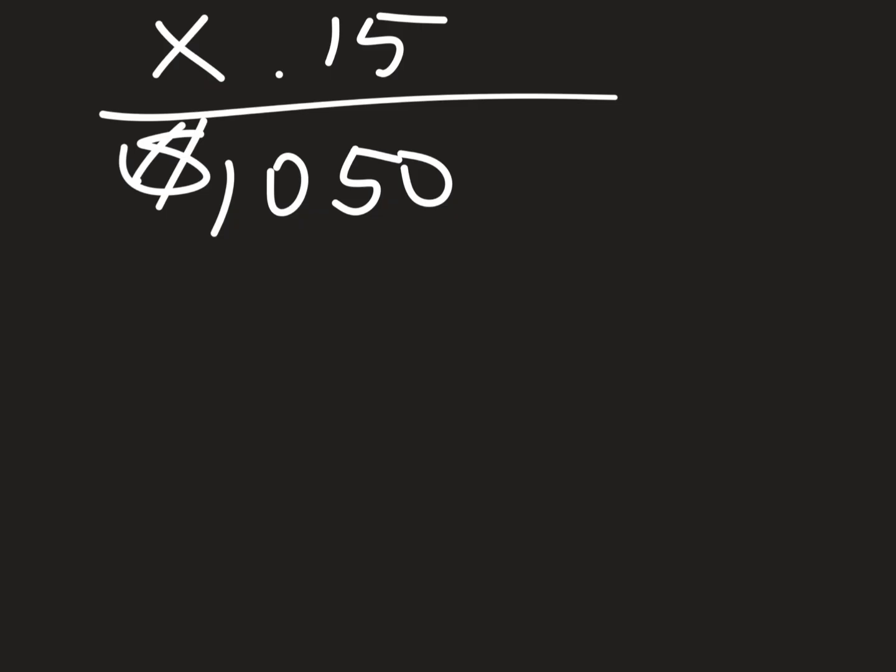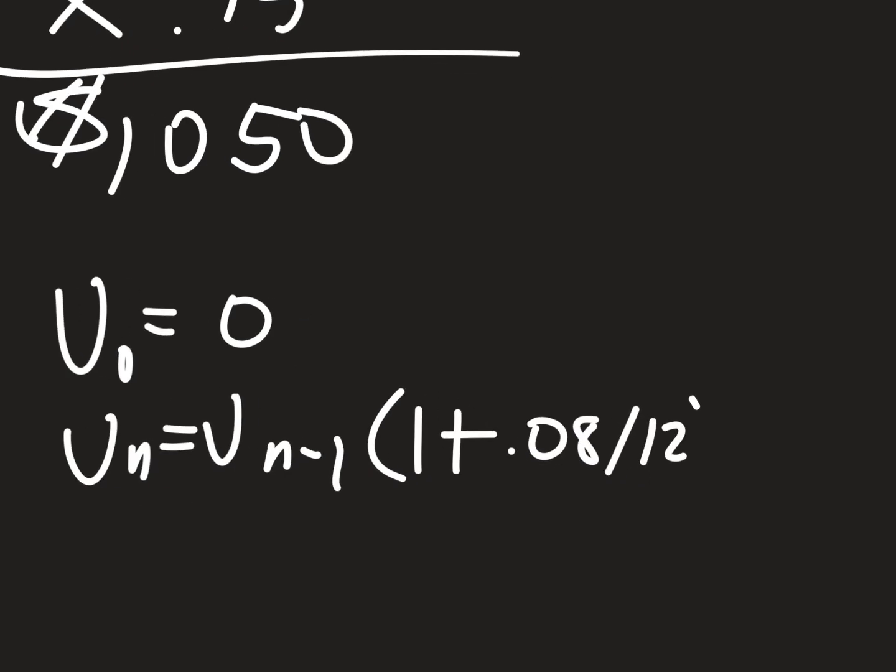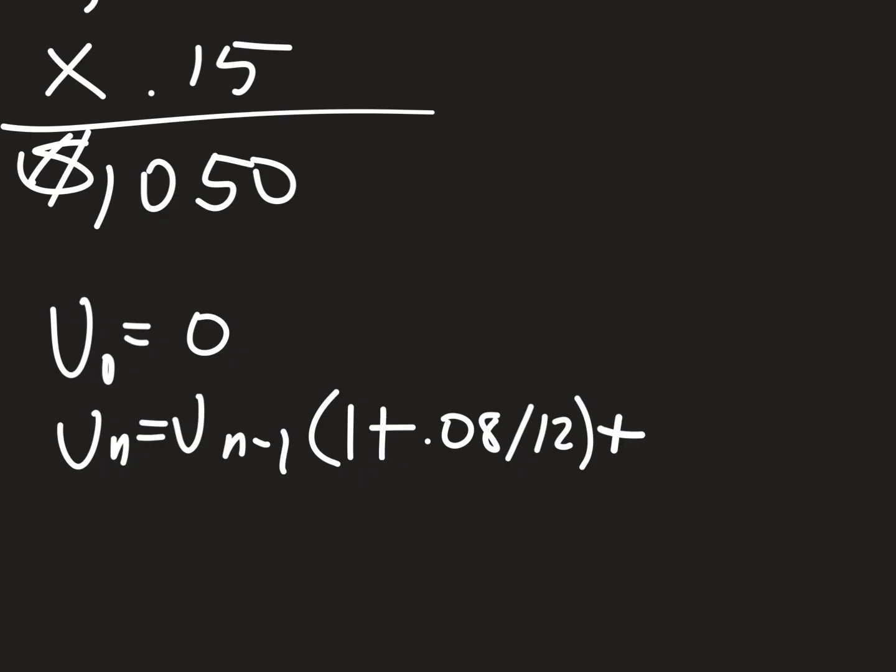But here's my question. If I do u sub 0 equals 0, do you get that means I'm starting at 0? And then u sub n equals u sub n minus 1 times (1 plus 0.088% interest divided by 12), and then plus 1050.